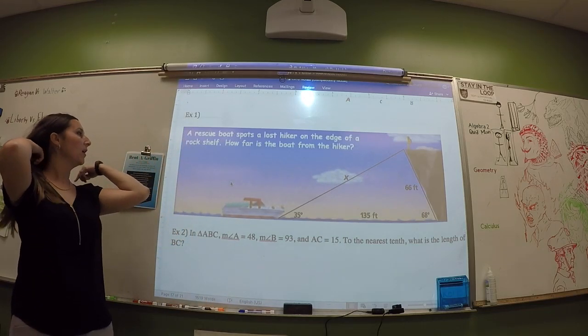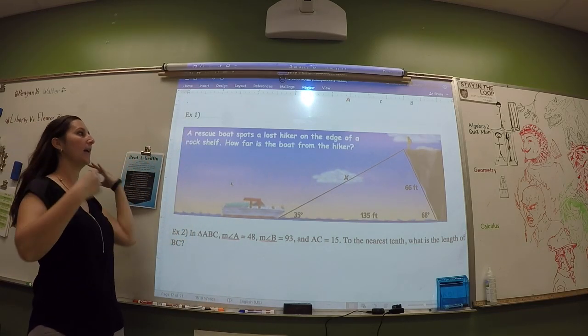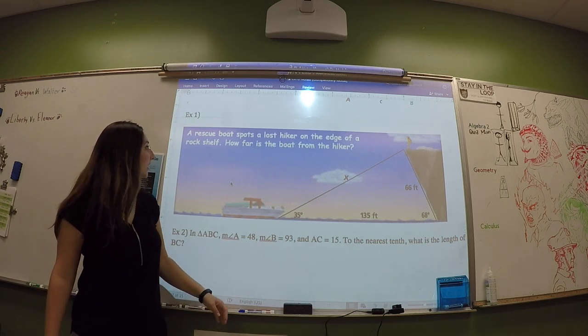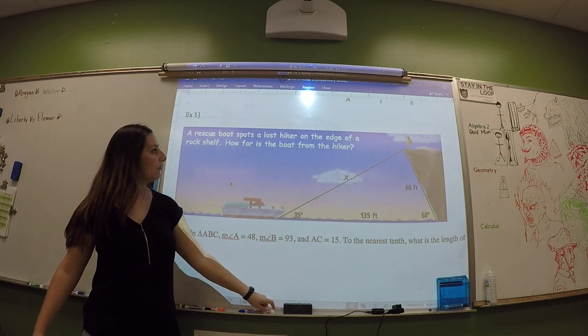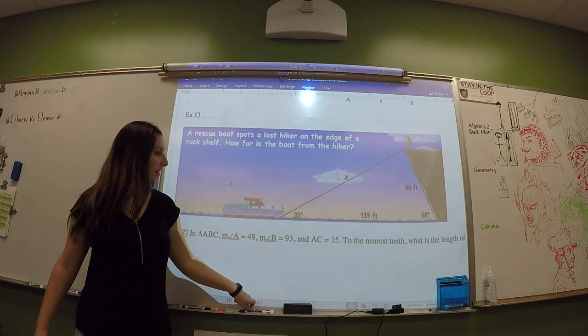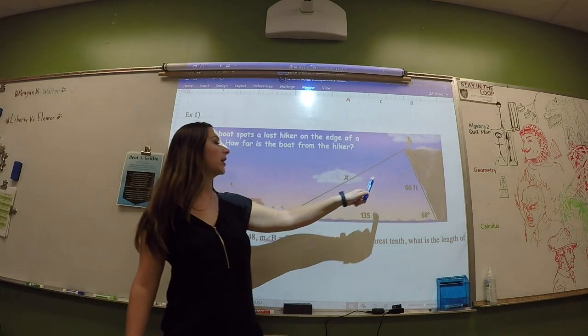Alright, so a rescue boat spots a lost hiker on the edge of a rock shelf. How far is the boat from the hiker? So we're finding the distance from boat to hiker.